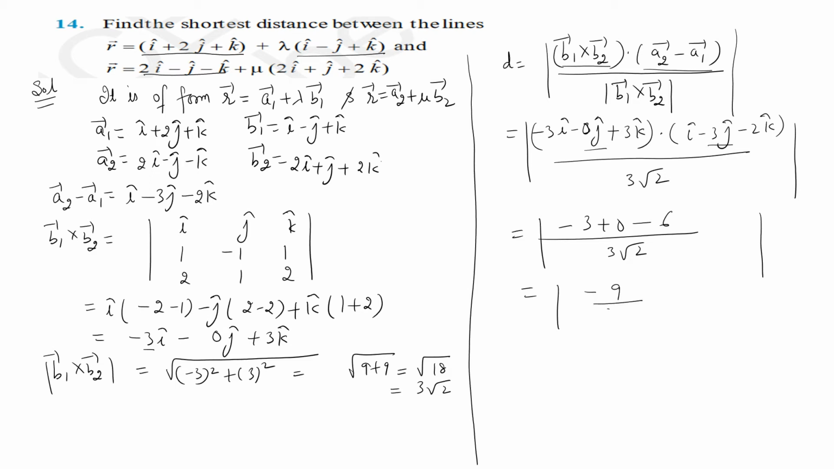So this is minus 9 upon 3 root 2. 3 3s are 9. As we will take it out of the under root, it is 3 root 2 units, or we can rationalize it also. So it becomes 3 root 2 by 2 units, which is the required shortest distance between these two lines.